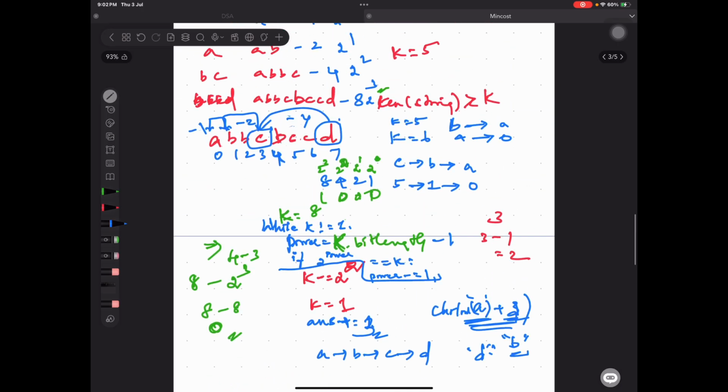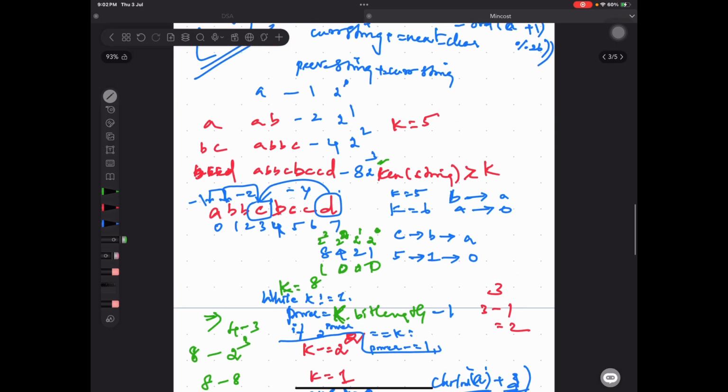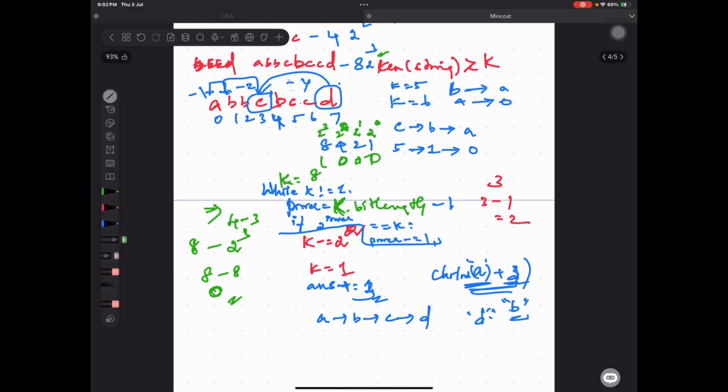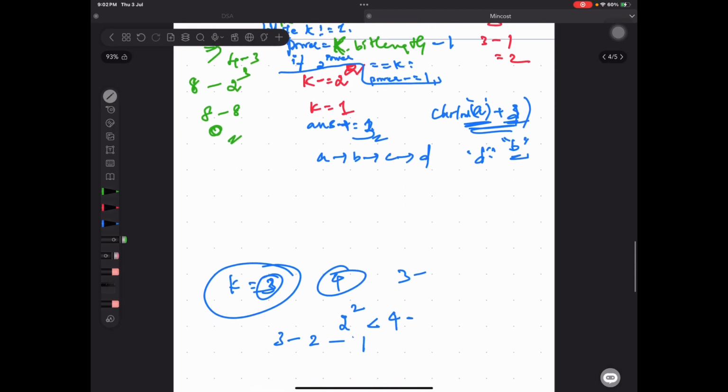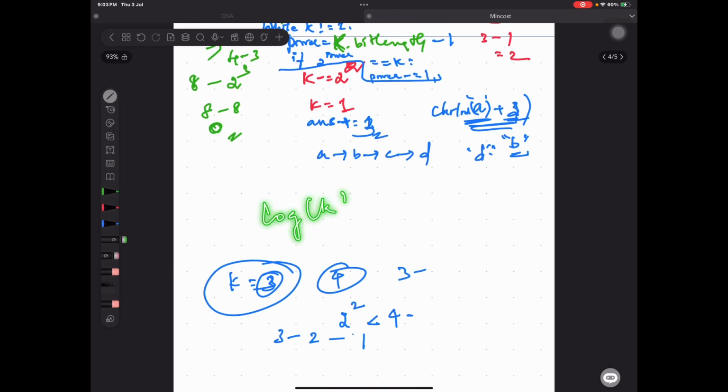So whatever the given k value, it lies between the previous power and this power, and we will be subtracting 2 to the power of t, 2 to the power of t minus 1. We will keep on subtracting. So basically it will not even traverse to the value 5. So it's basically log of k that will be your time complexity for this.